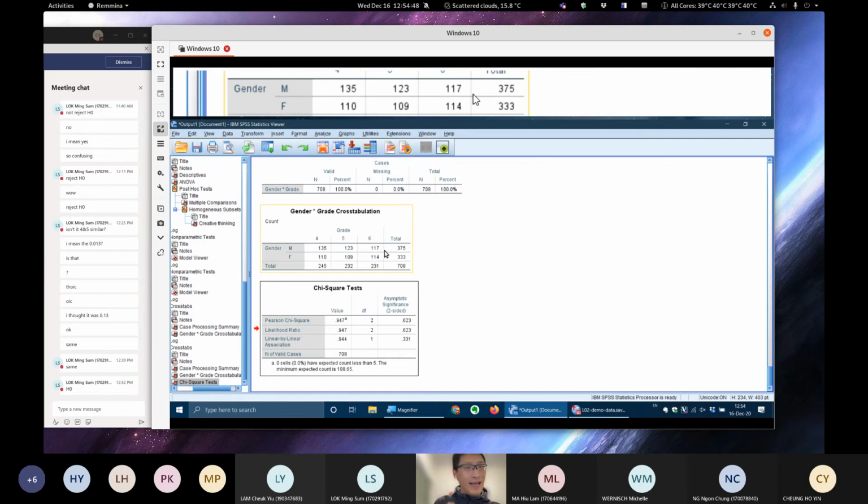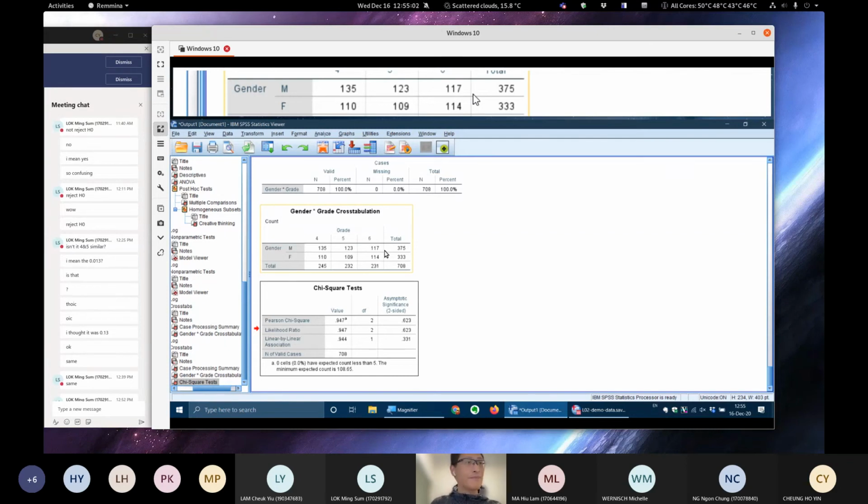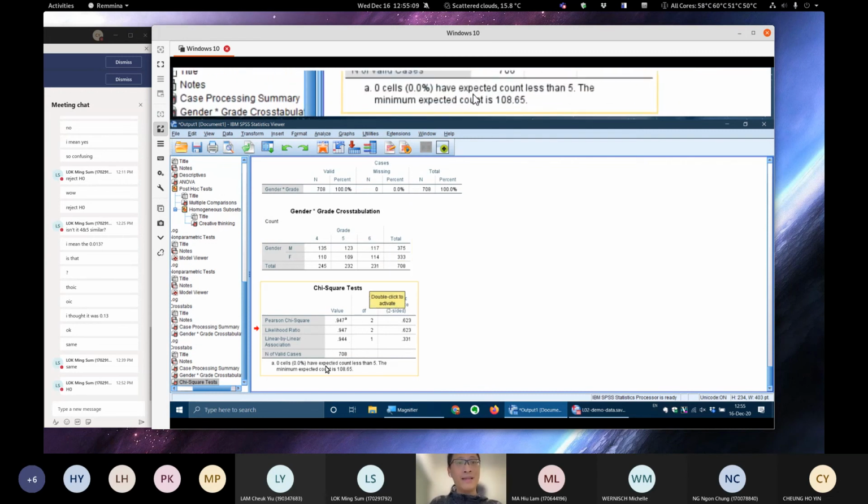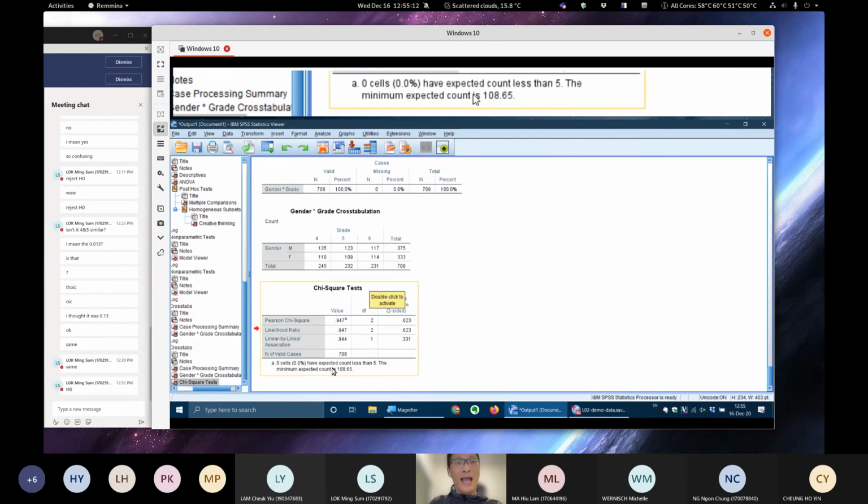Now, in the chi-square test, SPSS actually needs to calculate something called the expected count in each of these boxes. And if you have small frequencies, then some of the expected counts will be small. It turns out that if many of the cells have expected count less than 5, then the chi-square test will become invalid, and you should not believe in the conclusion in this case.